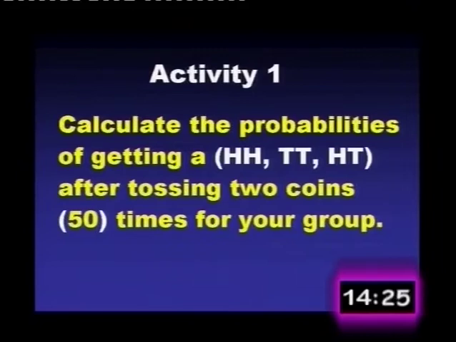Activity 1, you should be using your group's result only. So you find the probabilities of head-head, tail-tail, and head-tail for your groups. Use the results that you have been given. You have your own result there, so you should be using your results. Calculate the probabilities of what you have, the results that you have got in your previous lesson.